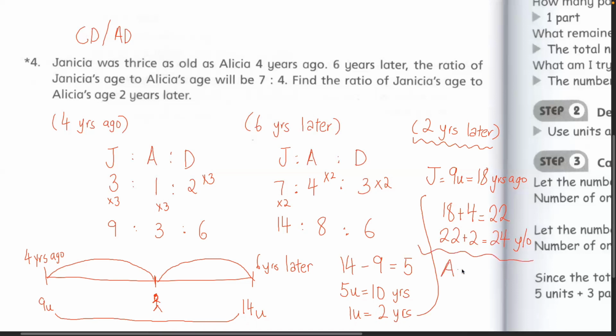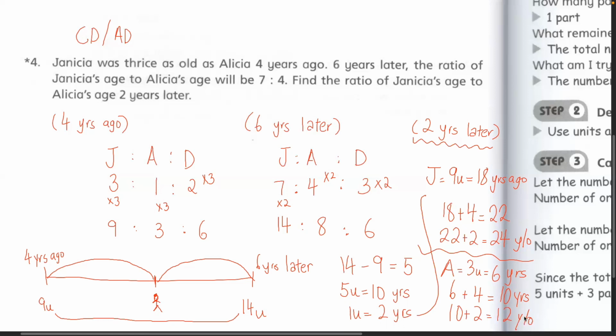For Alicia, it's the same thing. 3 units, and that is how much? 6 years, correct? How do I get 3 units equals 6 years? Because if 1 unit equals 2 years, 3 units equals 6 years. So how old is she now? It will be 6 years old plus 4, which equals 10. How old will she be 2 years later? So we have to add 2. That gives me 12 years.